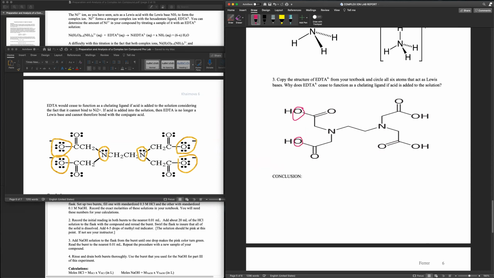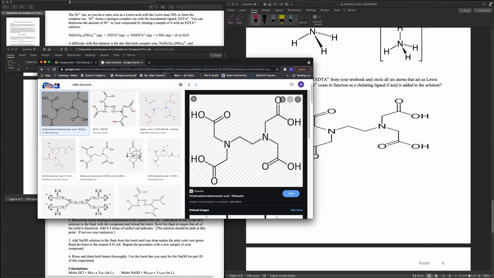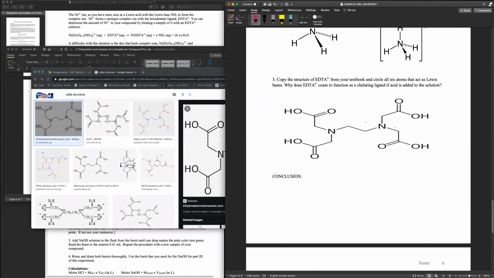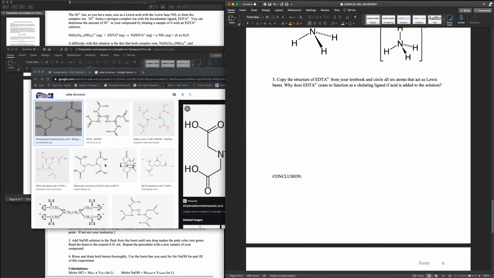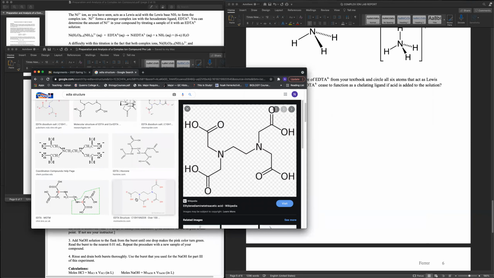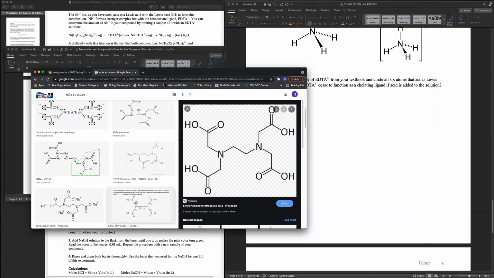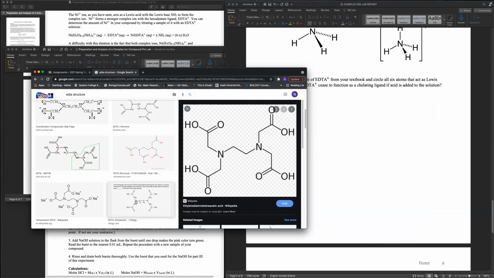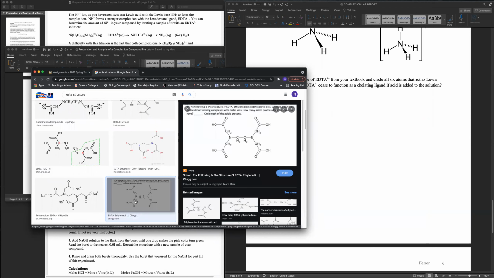Oh crap. Wait, sorry. We're going to use a different one. This is actually EDTA, but they want EDTA 4 minus, which means all those OH groups lose those H's. So we need it to lose the H's. So let's look for that. Just scroll on the Google image search, scroll down. Keep scrolling.